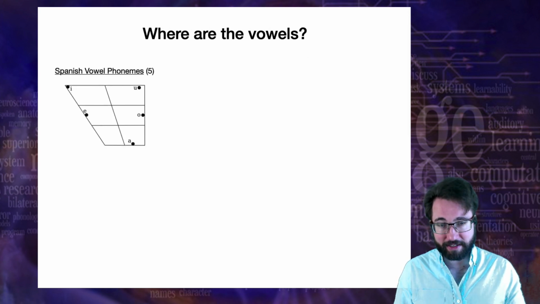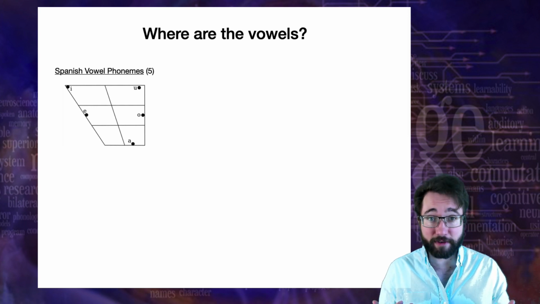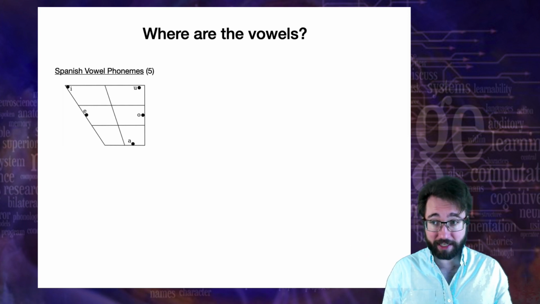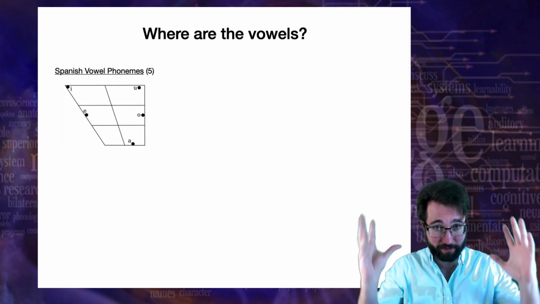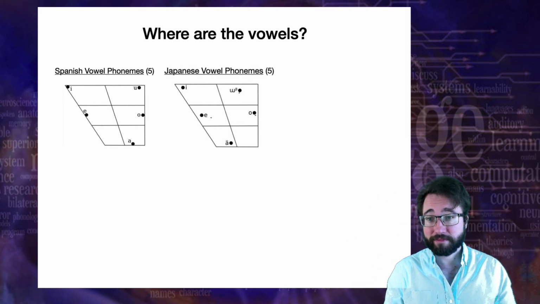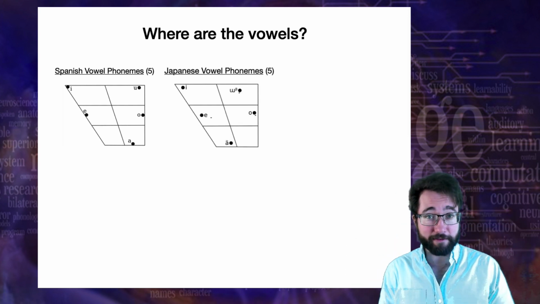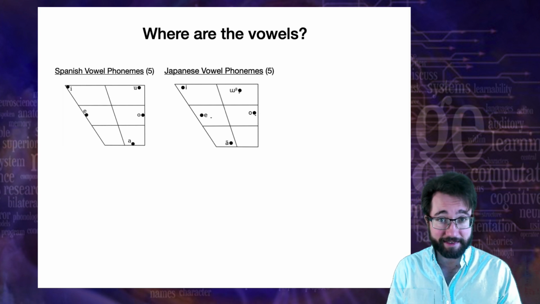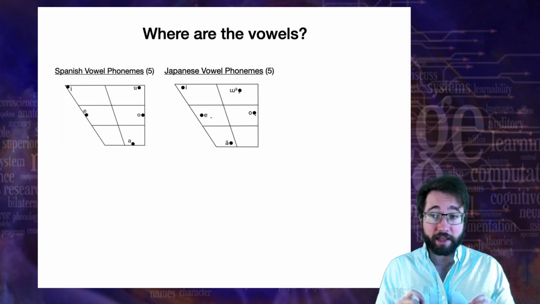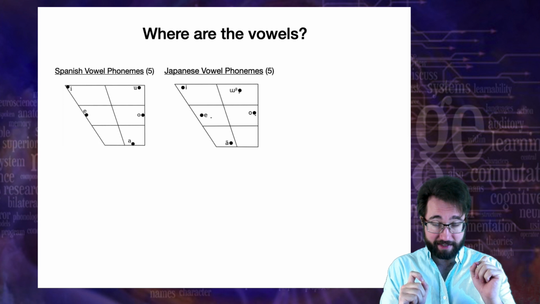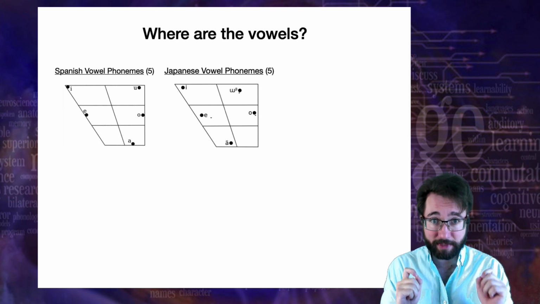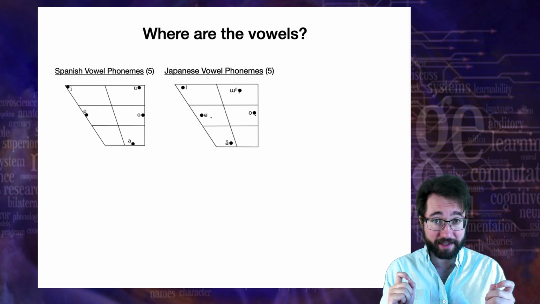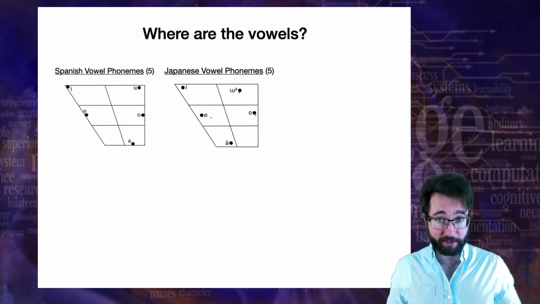So in Spanish, you have 5 vowels. And typically in a language that has 5 vowels, they're arranged in a shape like this. They hug the edges of the vowel space. Another example of a 5-vowel language is Japanese. Now, remember, the actual exact points of these vowels in vowel space is a little bit different between Japanese and Spanish, but overall they look pretty similar, don't they?